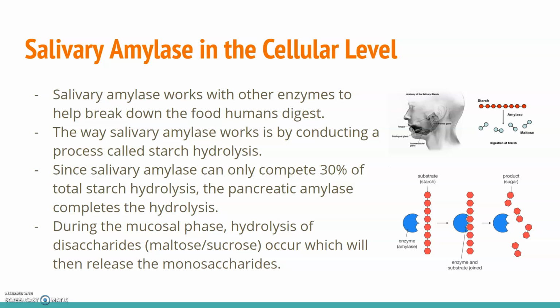Once the process is complete, an oligosaccharide is made and the mucosal process will begin. During this phase, disaccharides like maltose and sucrose will be broken down into monosaccharides, which would be energy for our body. This digestive process talks about how starchy food are broken down into monosaccharides for our bodies.